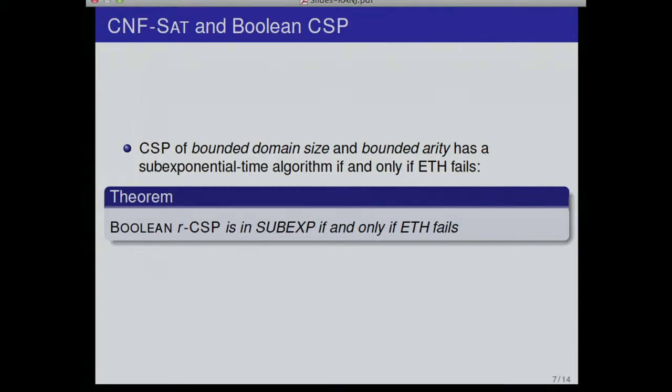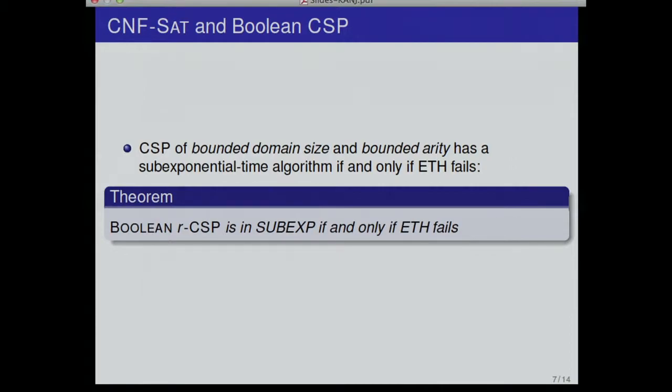The theorem is stated in terms of Boolean, but it could be stated in terms of any bounded domain size. Basically, the theorem says that the subexponential time complexity of Boolean bounded arity CSP is the same as the subexponential time complexity of k-CNF-SAT. So you could solve this problem in subexponential time if and only if ETH fails. And again, for any bounded domain size, the same result holds true by encoding the domain using binary variables. You can see that. This is very easy to see.